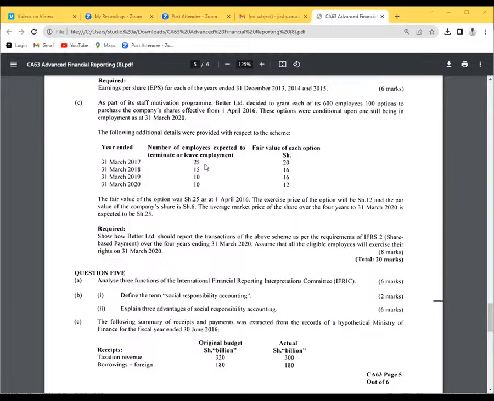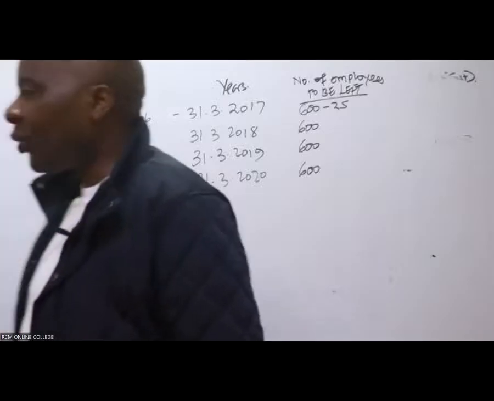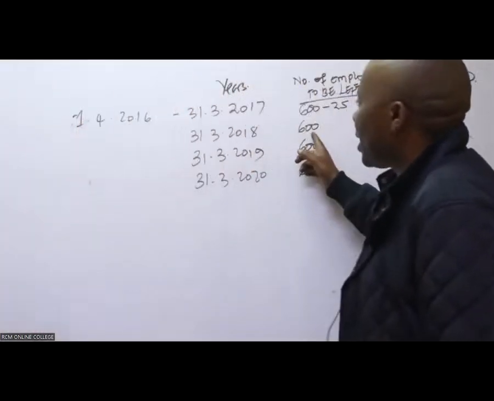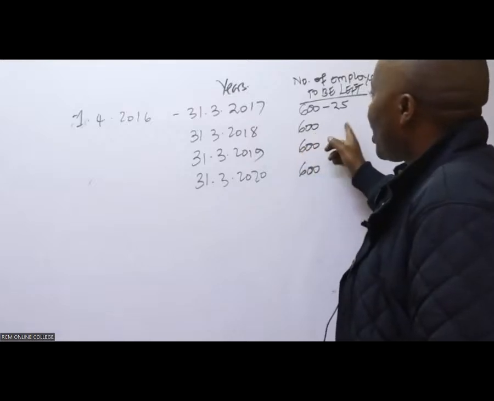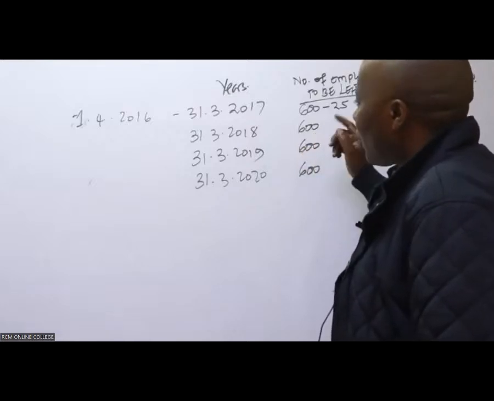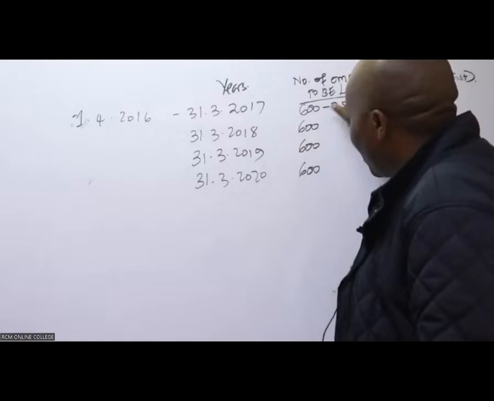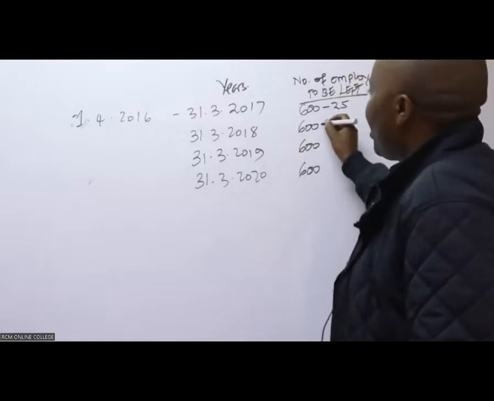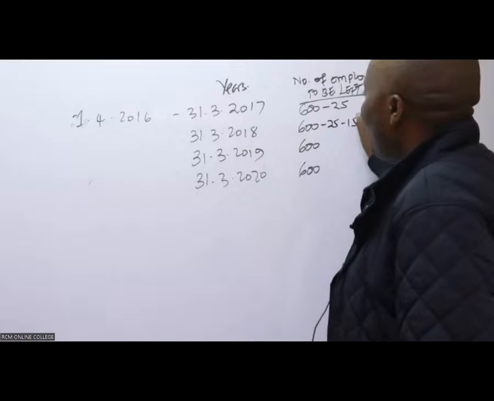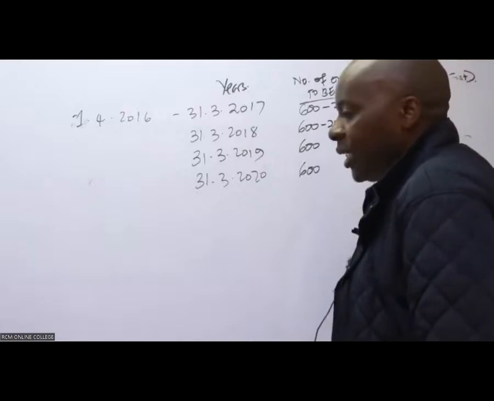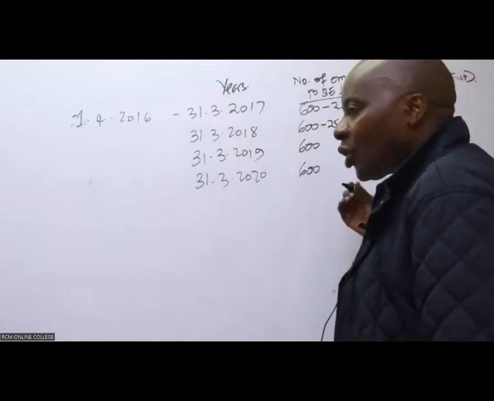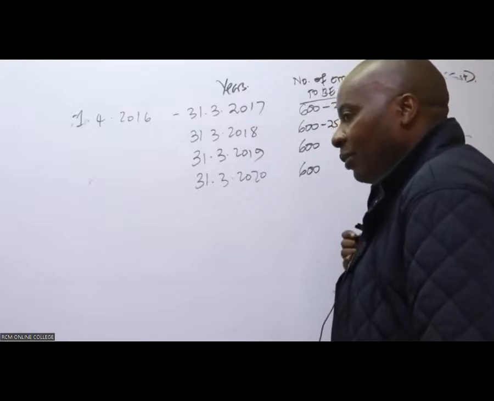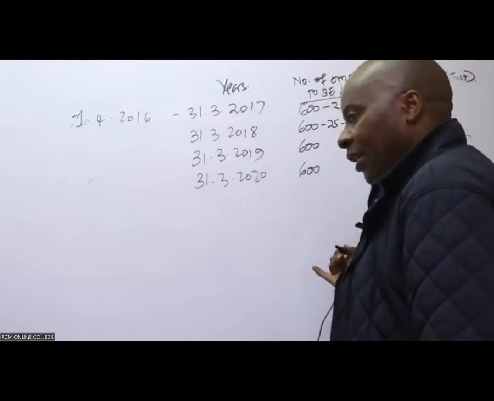All right. So when you go to 2018, we expect 15 to leave. But remember, you have decided to start with 600. So if 15 leave in the second year, then I have to remember that I lost this 25 here. So 600 minus 25, because they have given us the actuals for each year. And I want to account for the number of employees that I will be left with in the company.